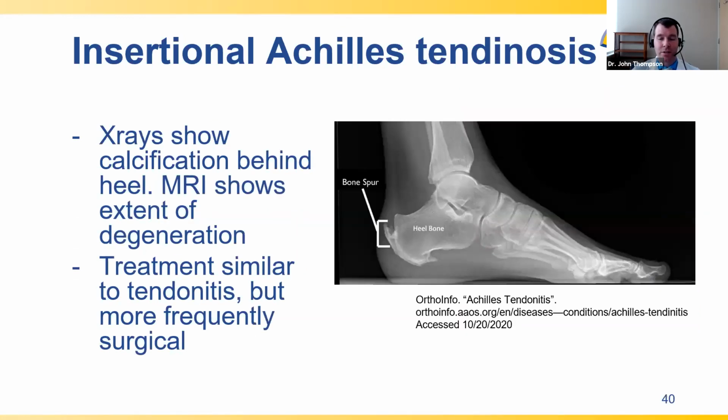So for insertional tendinosis, x-rays are actually quite helpful here. In bad cases, we can see large calcifications, which is better known as bone spurs, and they can be seen as in this x-ray behind the heel. MRIs can also be helpful if we are discussing surgery, just to plan it, and particularly to see how degenerative the tendon is and where we need to do surgery. But in general, an MRI is not needed for initial assessment.